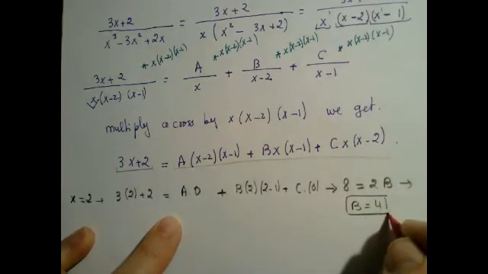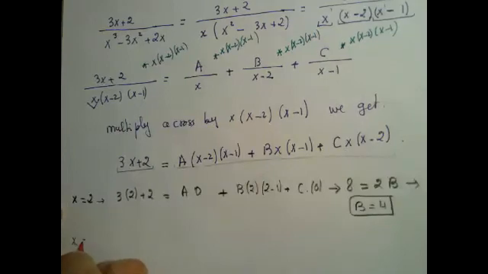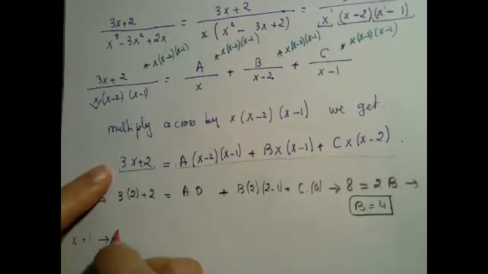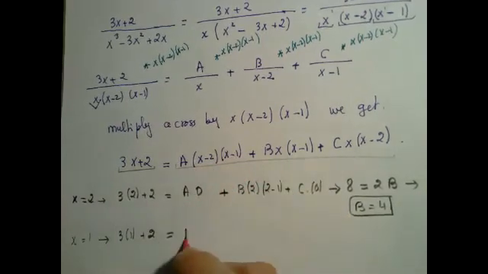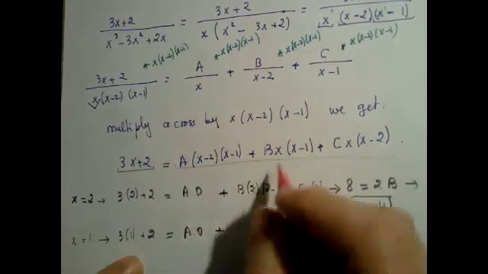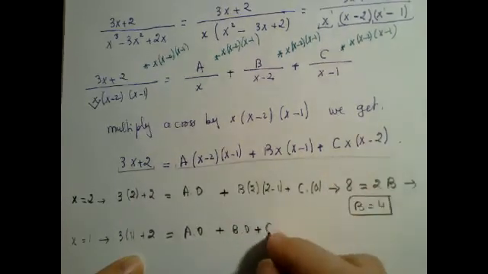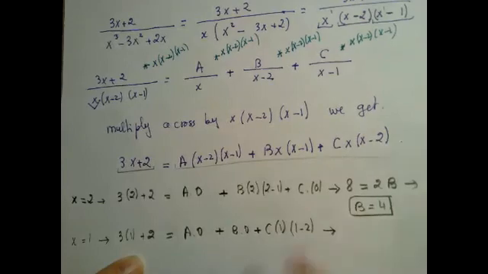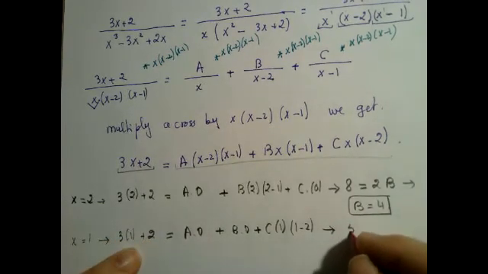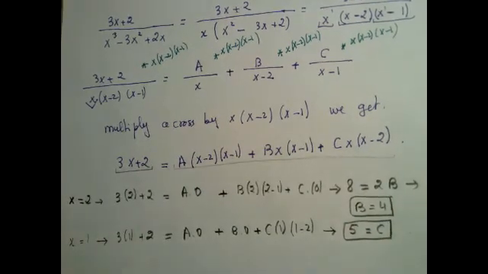So at this stage, the process is actually simple. Then I will plug in x equal to 1. And this would give me 3 times 1. So I plug in 1 in here, equal. I plug in 1, I will get a times 0, plus. I plug in 1, I get b times 0, plus. I plug in 1, I get c times 1 times 1 minus 2. This would give me 3 plus 2, it's a 5, equal to c. I'm done with c.